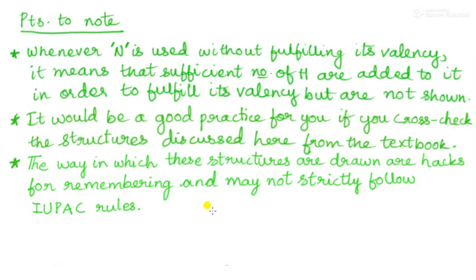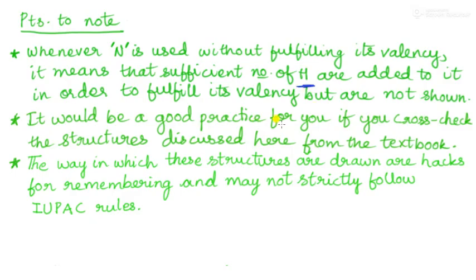Next, before we start, I would like to tell you a few points. Wherever nitrogen is used without fulfilling its valency, it means that a sufficient number of H are added to it in order to fulfill its normal valency, but they are not shown in the structures. You'll understand this once we see the structures.